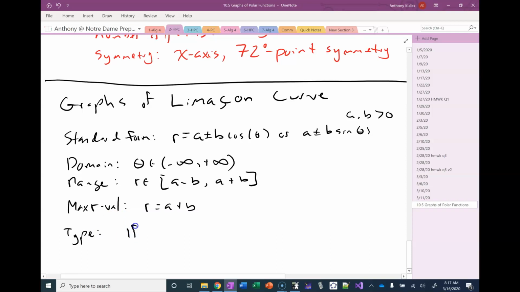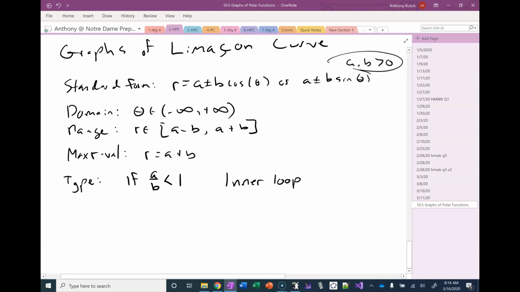We can classify them by comparing the a and b values in a certain way. So if a over b is less than 1, remember that doesn't mean negative because a and b are both positive, but it could mean a decimal, we call this type of graph the inner loop, and we'll look at some pictures here in a second. If a over b is strictly equal to 1, we call this the cardioid.